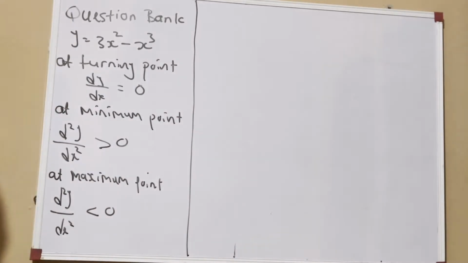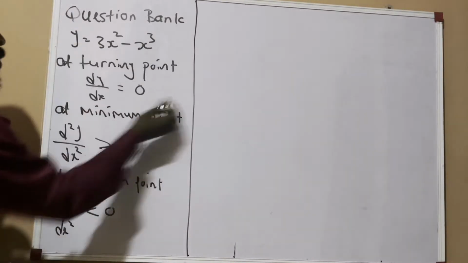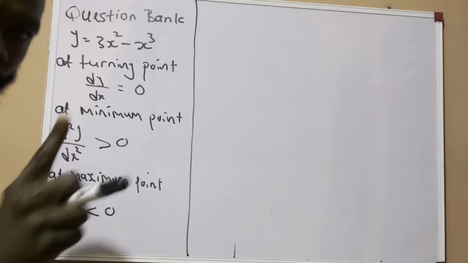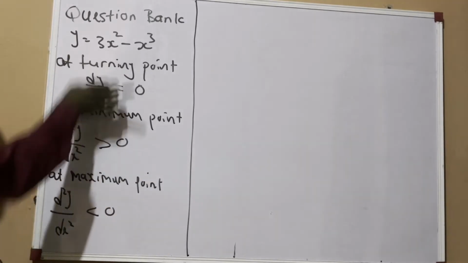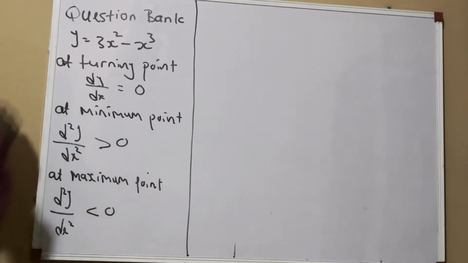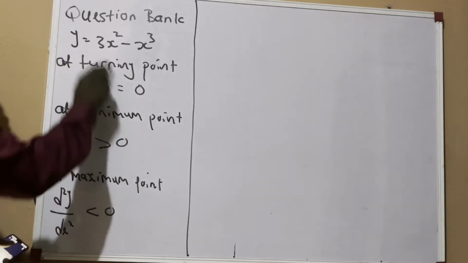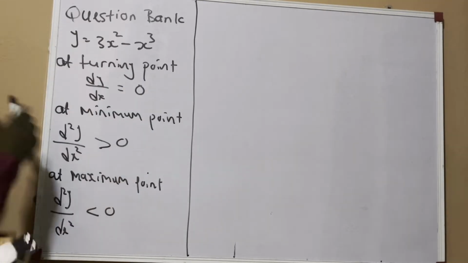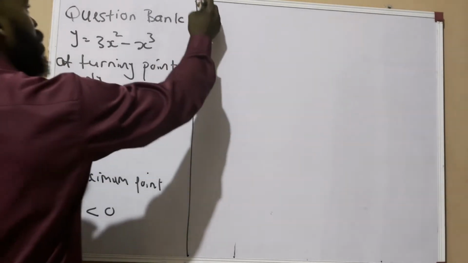Now, how can we get the values for x? I told you, we need to apply turning points. That is the only place you can get the value for x. At turning point, we said dy over dx is 0. So the first thing we have to do is to look for dy over dx of this function.